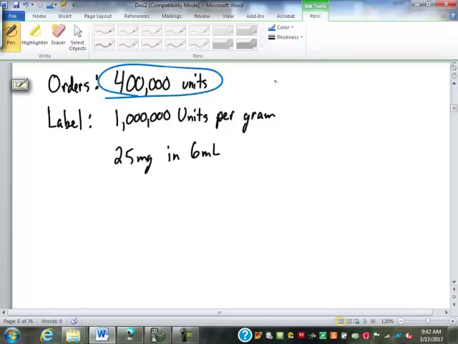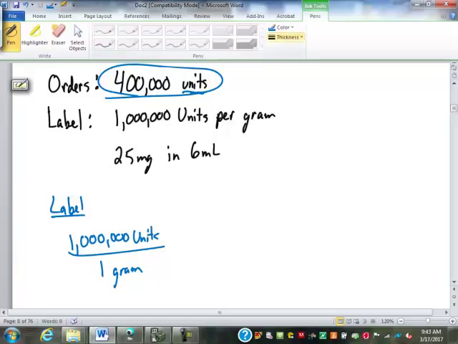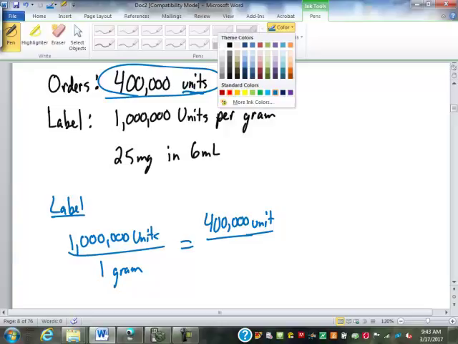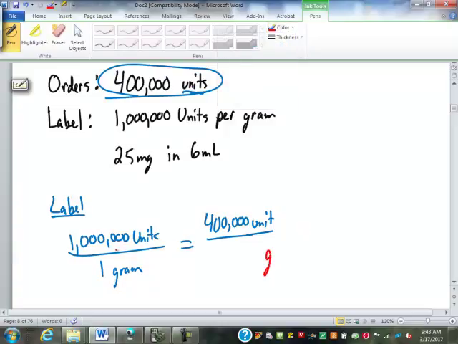Now the doctor's orders are 400,000 units. So that's what we have to start with. That's going to be on our right side. So we have to start out with an equivalency off the label that contains units. So off our label, I'm going to use the 1 million units per 1 gram. On the other side over here, then I have the doctor's orders of 400,000 units. Now this is going to be grams down here. If I cross multiply and divide, 1 gram times 400,000 units divided by a million gives me 0.4 grams.